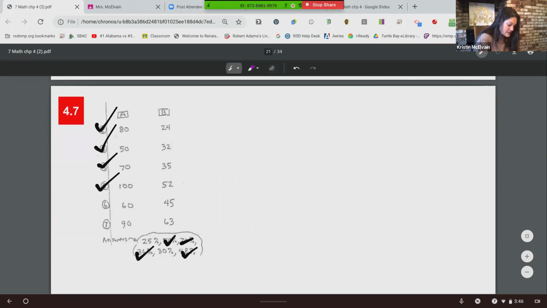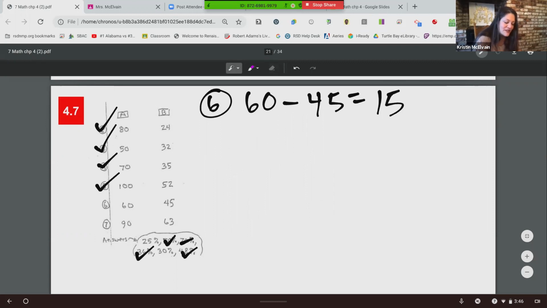Okay, 6, there it is. 6 gives us a 60 fluid ounce container. Woo, almost spilt it all. Spilt 45 fluid ounces, which leaves us with 15 left. What percentage is 15 out of 60?